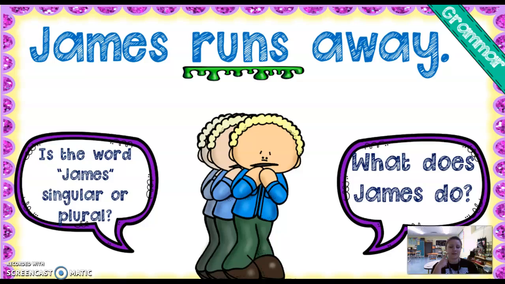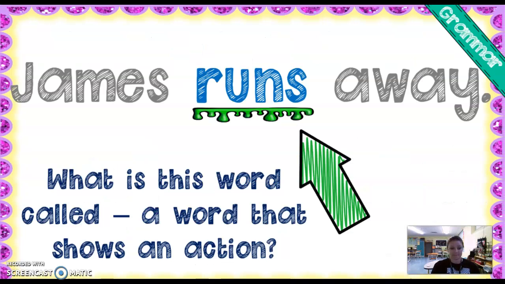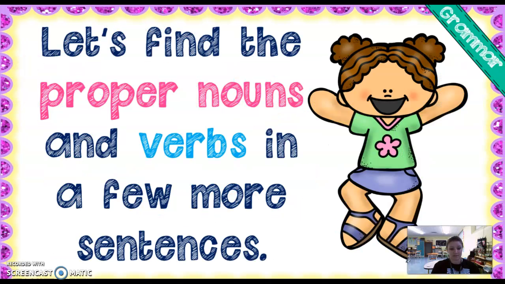Is James singular or plural? This one's a little tricky. James ends in S. But does that mean there's only one James? Or does that mean that there's lots of Jameses? There's only one. So James, even though it ends in an S, is still singular. It's only one boy. This word that's underlined in our squiggly line is the word runs, and that is an action verb.